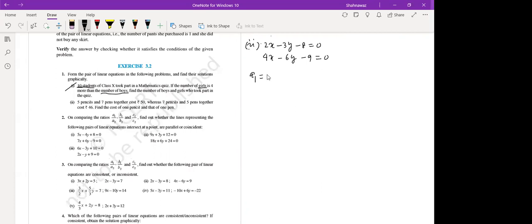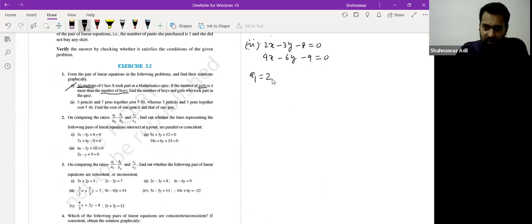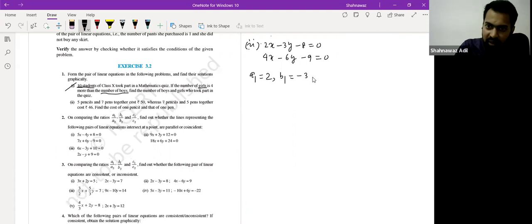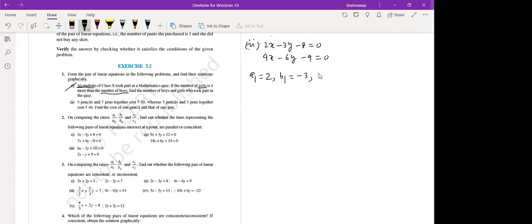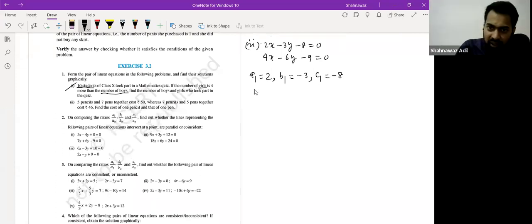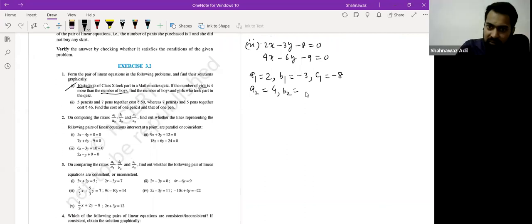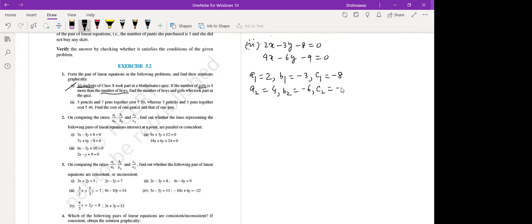So what is A1? A1 is 2. B1 is -3. C1 is -8. A2 is 4. B2 is -6. And C2 is -9. So let's calculate the ratios.